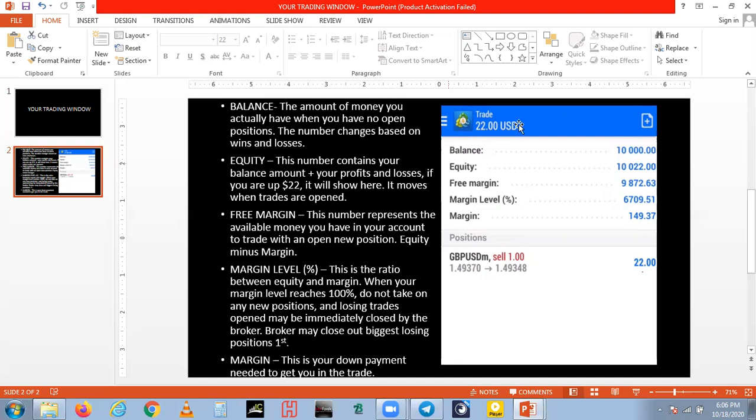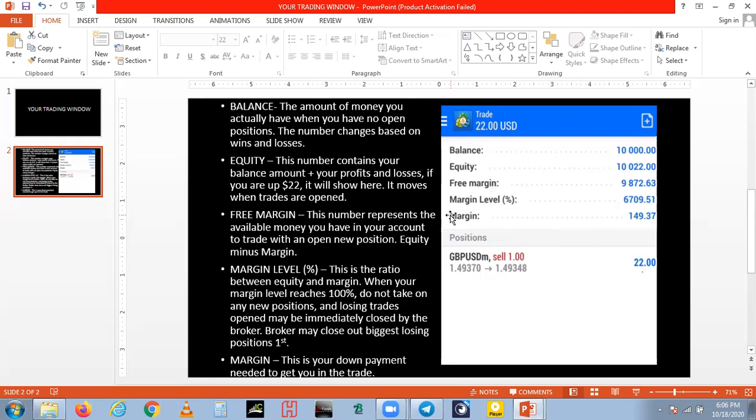If you look at my picture here, if you download MT4 on your phone, this is how it will look like. MetaTrader 4. You will see all these things that say balance, equity, free margin, margin level percent, and margin. So we want to talk about this in today's class.